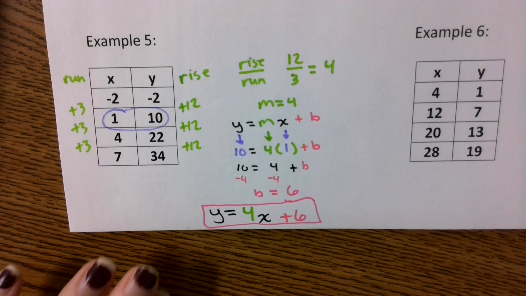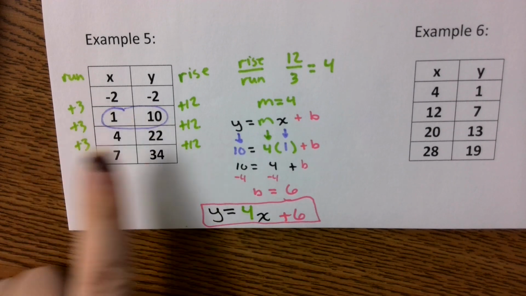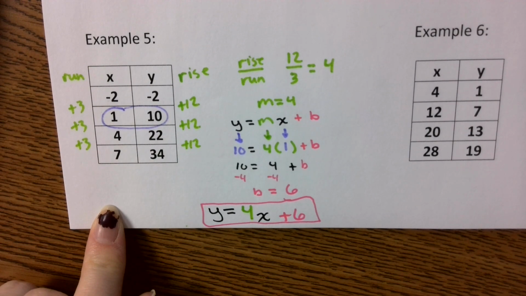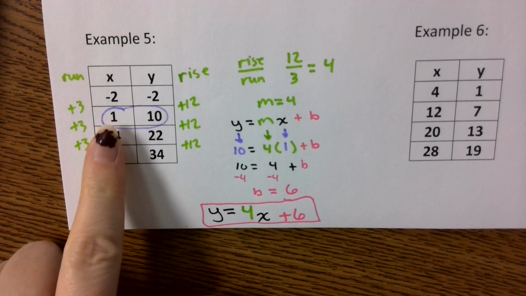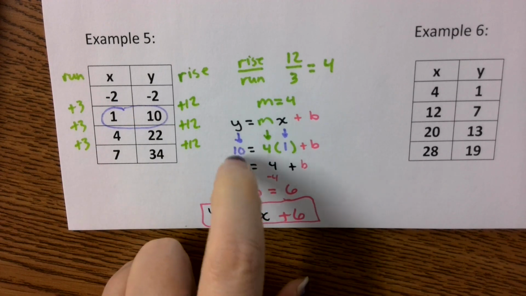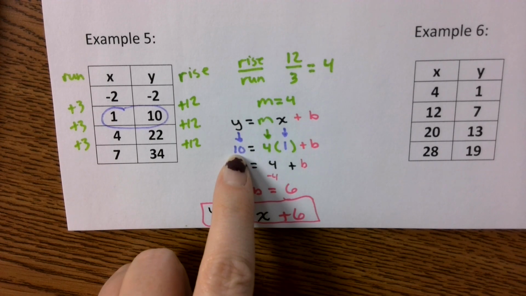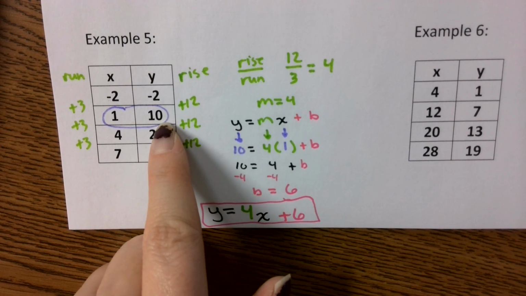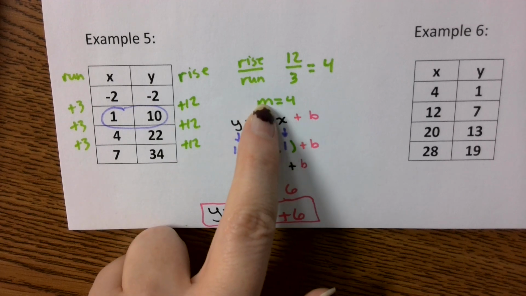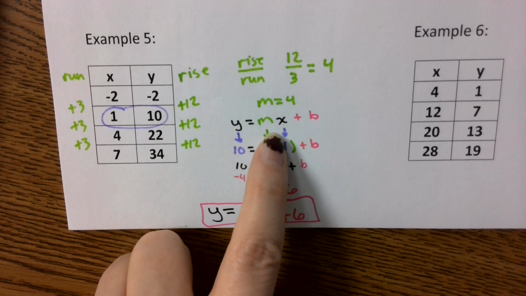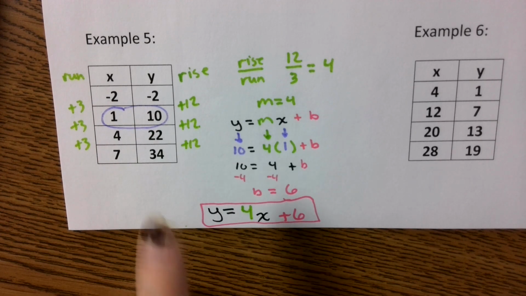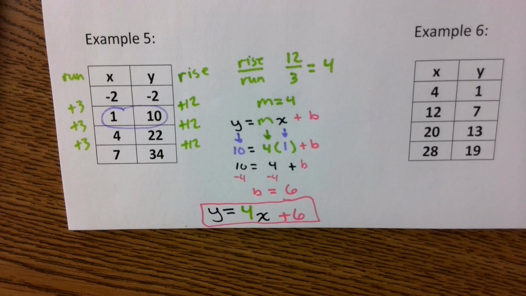Okay? Tanner, all we did is we picked a point. Does it matter what point I picked, Tanner? No. Doesn't matter. I picked (1, 10). Then all I did was substitute. I substitute the y with the 10 because y was equal to 10. I substitute the m with the 4 because we just found that slope was 4. I substitute the x with a 1 because x was equal to 1. And then we solve. That's it.